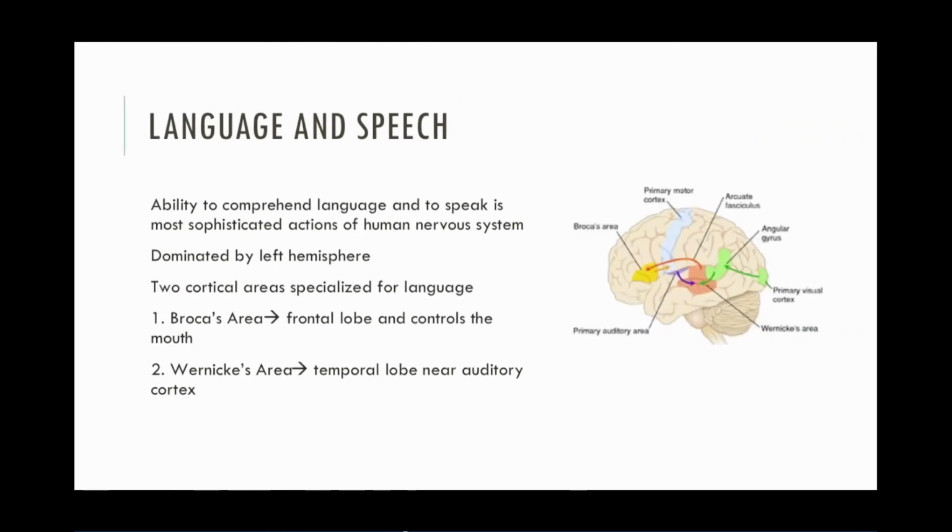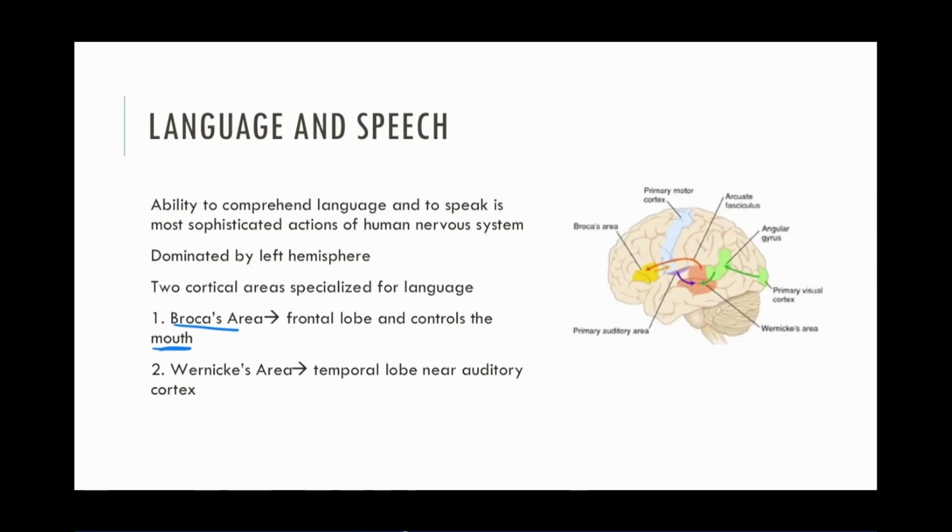Last little bit is on language and speech. How do we have the ability to comprehend language so you understand what I'm saying? And then how do you know how to respond to me appropriately? Okay, speech and language are mainly dominated by our left hemisphere. And we have 2 major areas responsible for language. We have Broca's area, which controls the mouth.